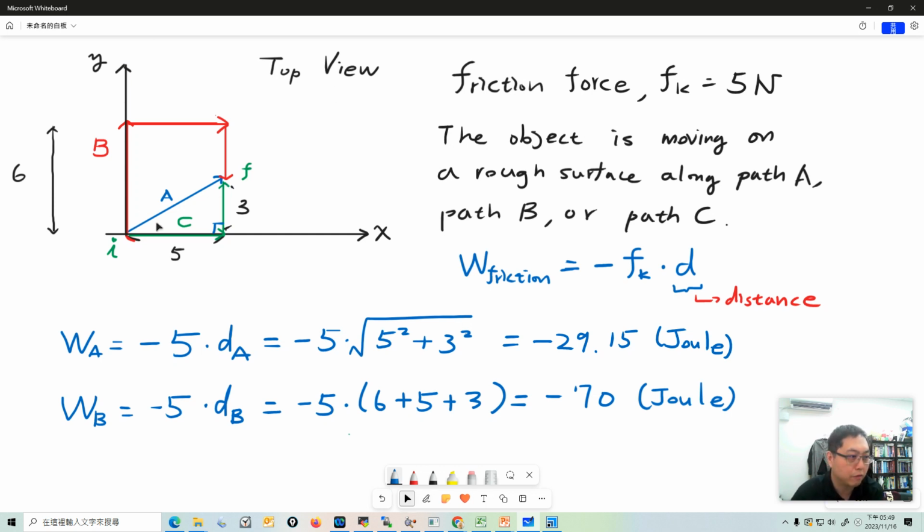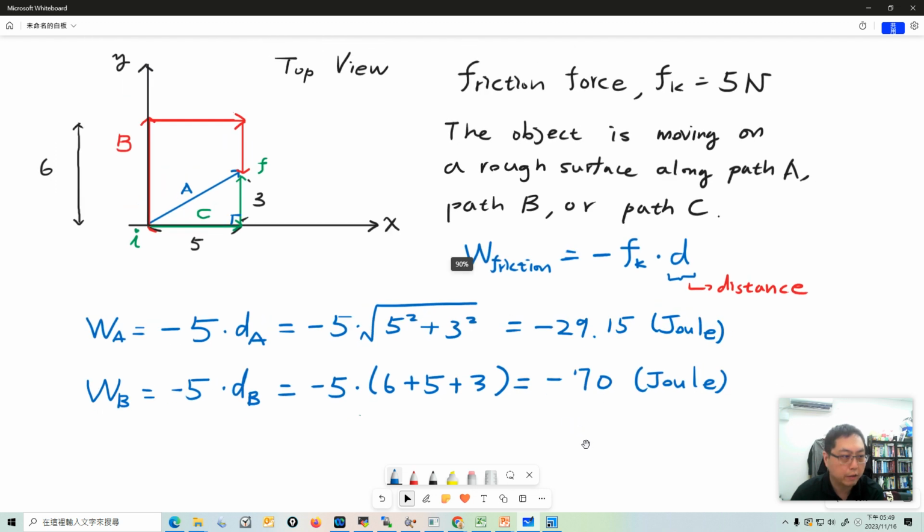they have the same initial position and final position, but the work done by the friction force is path dependent. Although they have the same initial and final position, the work done by friction force has nothing to do with your initial and final position. It cares about which path you have taken.